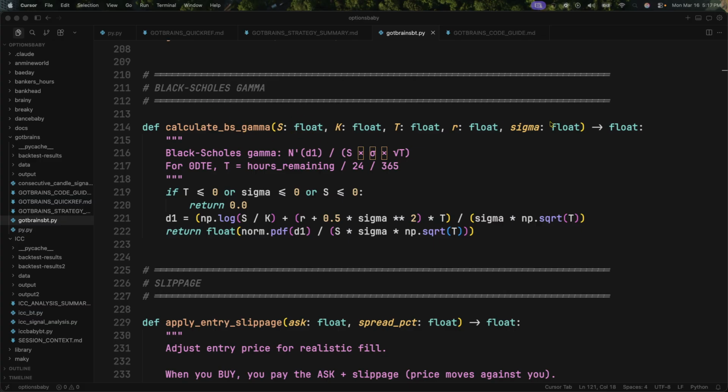And then what are the parameters that I'm taking? S is going to be a float, right? K, T are floats, and then sigma. And then Black-Scholes is the calculation here. If T is less than or equal to 0, or sigma is less than or equal to 0, or S is less than or equal to 0, return 0.0, or the data frame 1 np.log. So you see here, I'm not going to read the whole thing, but this is how we calculate gamma.